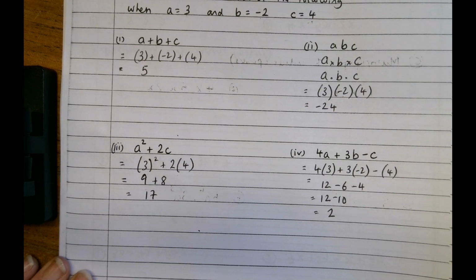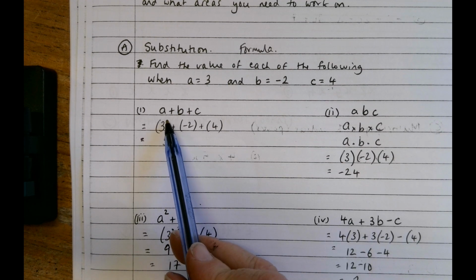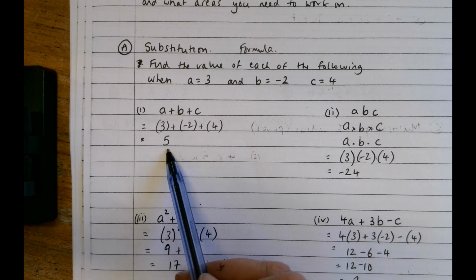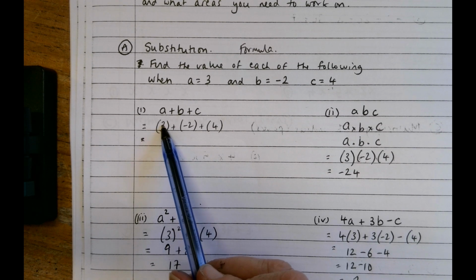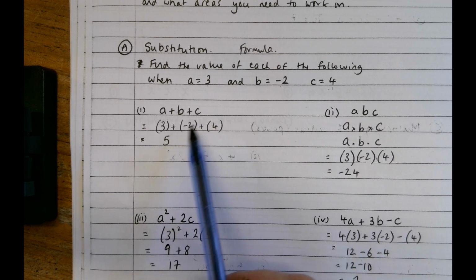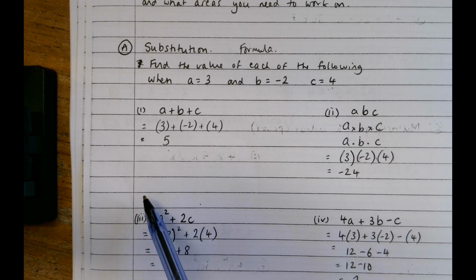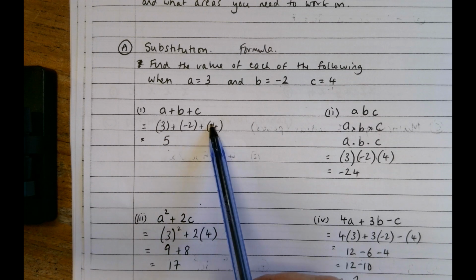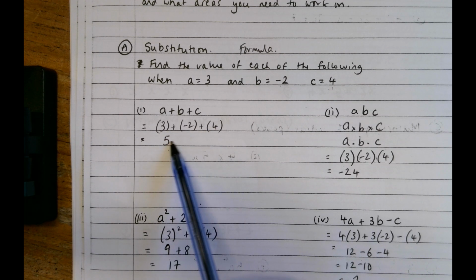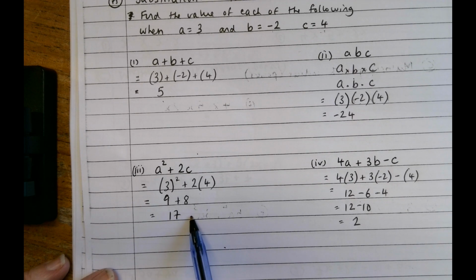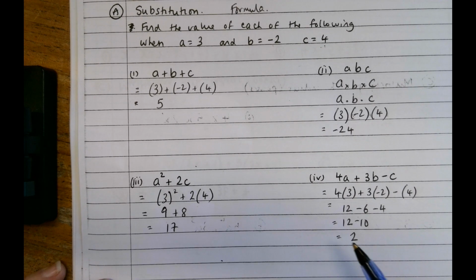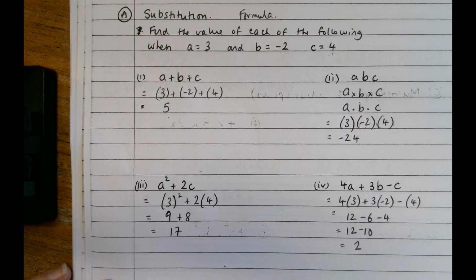Okay, so for substitution, always try and show your substitution before you work it out. So your first line should always be the numbers subbed in instead of the letters. And you notice once I subbed in, the letters were gone. There's no letters in my answer. No letters in my answer here. So once you sub in the numbers, the letters are gone.